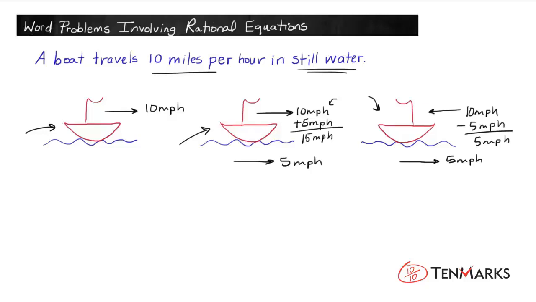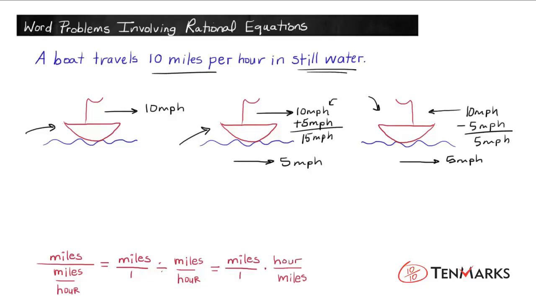There's something else I'd like to look at before we begin our problem, and that's how the units work in a situation like this. If we're trying to figure out how long it takes for the boat to get to its destination, we're going to be dividing the number of miles that the boat travels by the rate that the boat is traveling, or the miles per hour. Or we could write it like this: miles over 1 divided by miles per hour. And when dividing fractions, you multiply by the reciprocal, so that would give us miles over 1 times hour over miles. And then from here, we could cancel out miles divided by miles, which just gives us a 1 and a 1, and the unit we end up with is just hours.